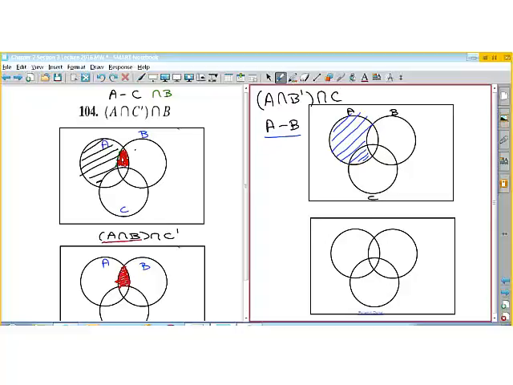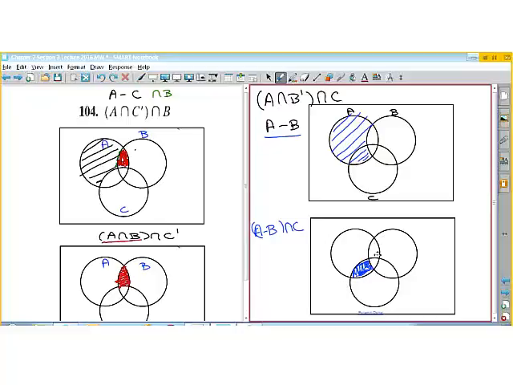So I look at C and I say, okay, what parts of C are already marked? Well, just this little bit right there. So this is A minus B. If I take A minus B intersect C, I'll end up with this little bit right there. It's the part that I started with, and then find the intersection with this circle, which is this little bit right there.